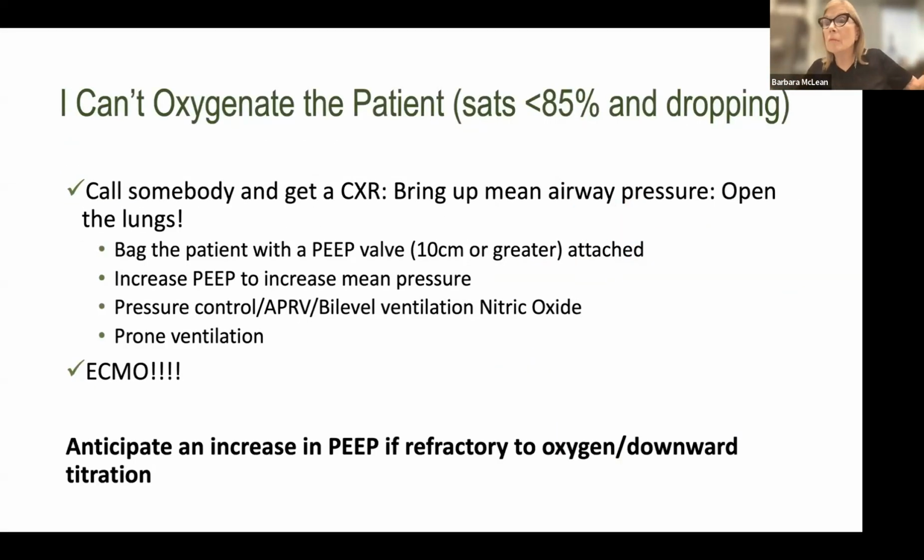Okay, well, I've got an FiO2 of 100%, but I can't oxygenate the patient. The SATs are 85%, they're dropping. Well, first of all, you got to get a chest x-ray and you got to bring the mean airway pressure up. So first, you're going to take the patient off the ventilator. Don't allow them to sit on the ventilator if they're desatting. Put them on a bag tube. I always say bag mask, but bag tube. And you need a PEEP valve, and that PEEP valve needs to be at 10 centimeters or greater.